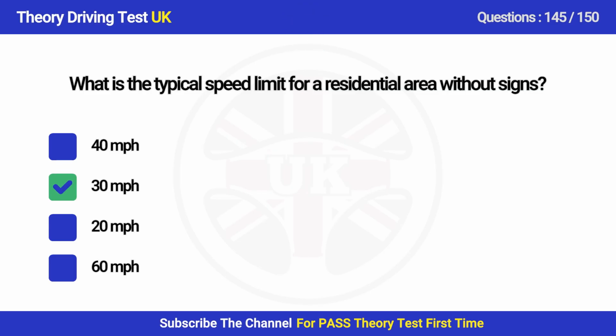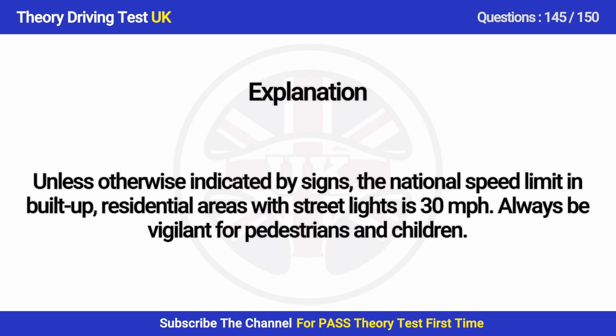Answer is B. 30. Unless otherwise indicated by signs, the national speed limit in built-up residential areas with street lights is 30. Always be vigilant for pedestrians and children.